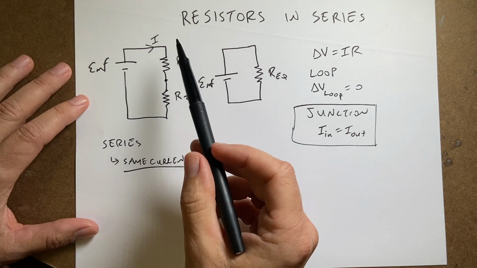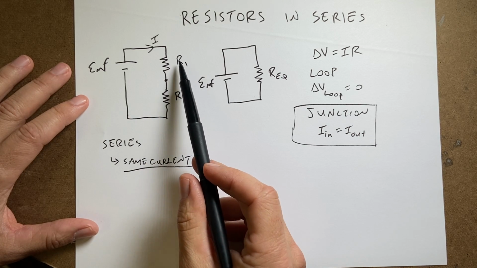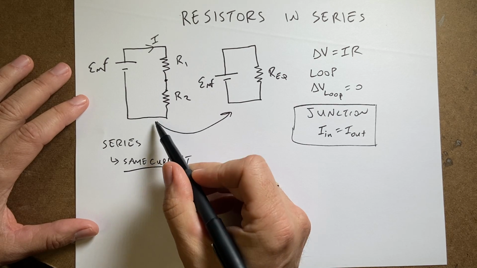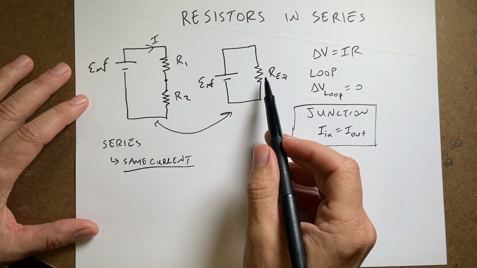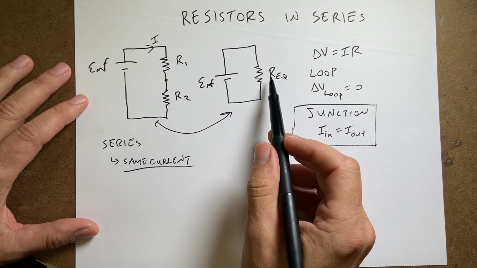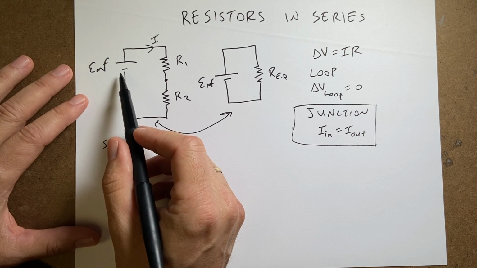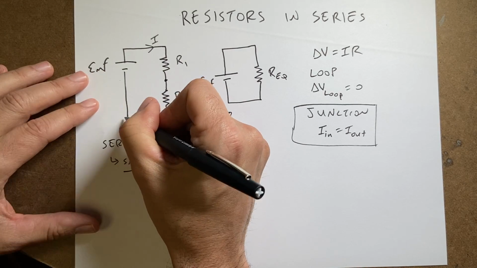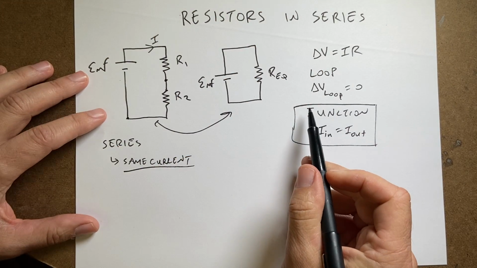Okay, now suppose that I want to take this circuit with two resistors, R1 and R2, and build an equivalent circuit, which is one resistor, R equivalent. So what would the value of this one resistor be? So let's go over here and do the loop rule for this circuit. The loop rule says if I start at this point and I go around the loop, I have to add up to 0 voltage.